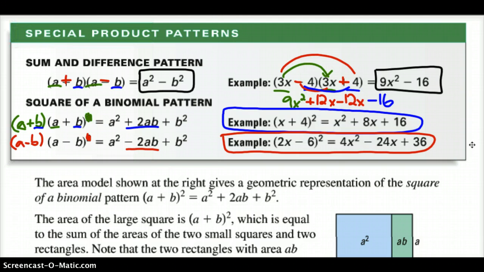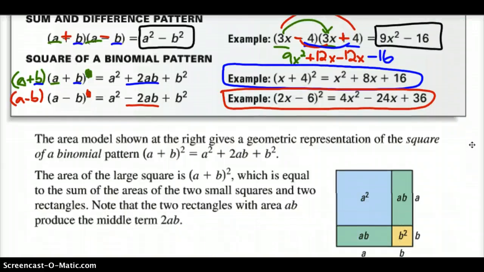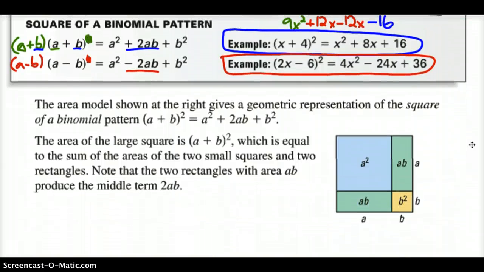Now if we look down, I keep telling you guys that we have area applications with what we're studying right now. This says the area model shown at the right gives a geometric representation of the square of a binomial pattern, which is the one we went over up top. We have a plus b squared, and these are all the parts. Let's look at this in a small sense. If I have b and b for this little square, b times b is b squared, so that's going to give us the area of this little square.